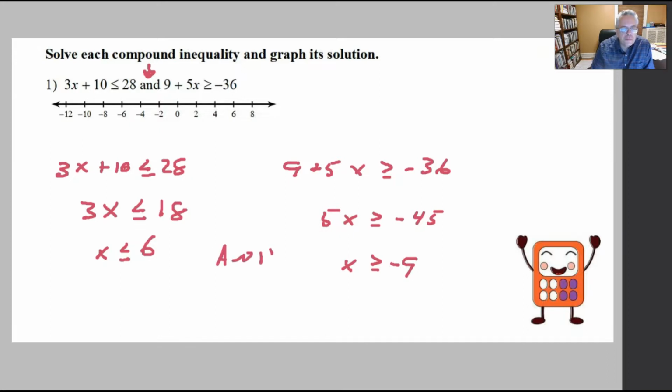So we need values of x that are less than or equal to 6, going that way, and greater than or equal to -9, which is about there. So the values of x that are in between them. Any value of x that's greater than or equal to -9 and less than or equal to 6 would satisfy both of those. All right, you can do it. It's just putting it all together.